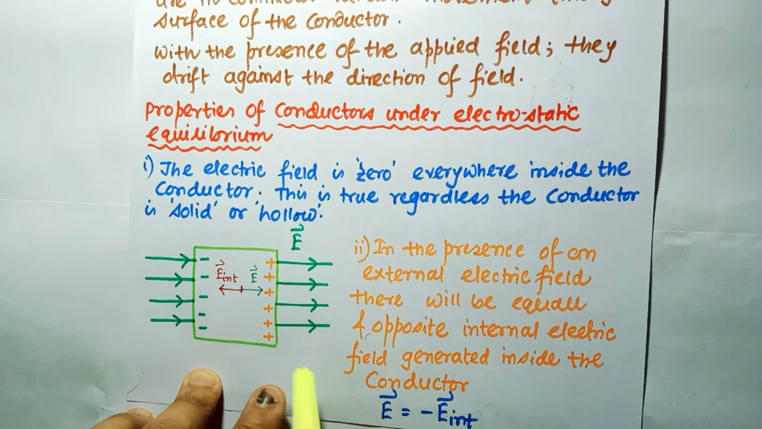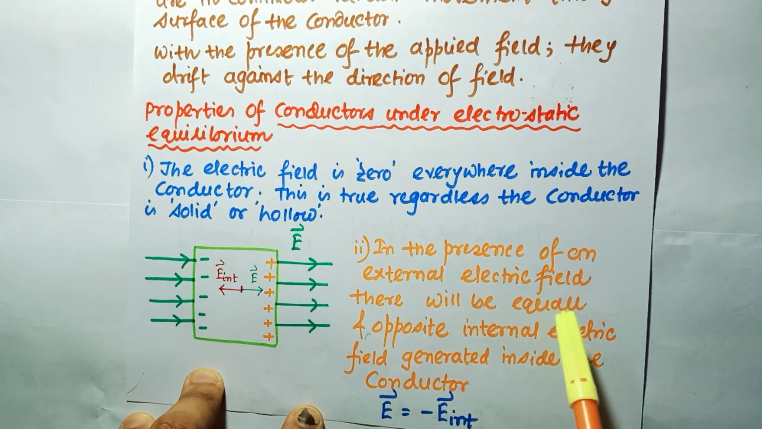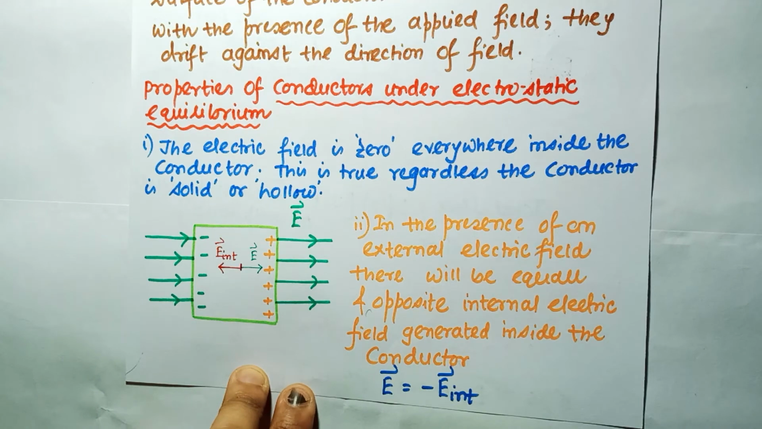external electric field. So our second point is: in the presence of an external electric field, there will be an equal and opposite internal electric field generated inside the conductor. It means the external electric field is equal to minus E internal.